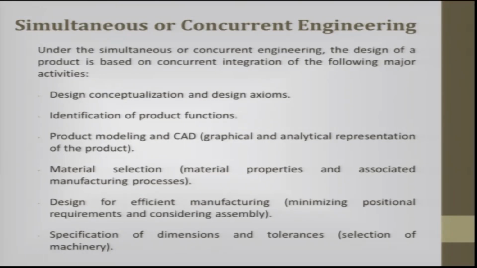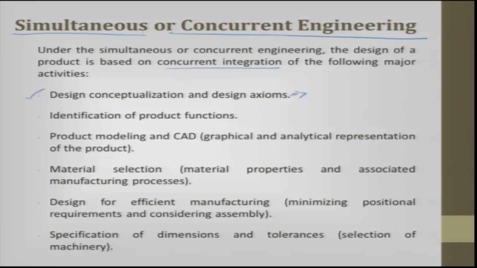So, the design of a product is based on concurrent integration of the following major activities. One is design, conceptualization and design axioms. We will see what an axiom is later in our course. Then identification of product functions, then product modeling and CAD. The next one is material selection, design for efficient manufacturing and specification of dimension and tolerance for selecting the proper machines. So, all these people are part of concurrent engineering, or in other words it is called simultaneous engineering.